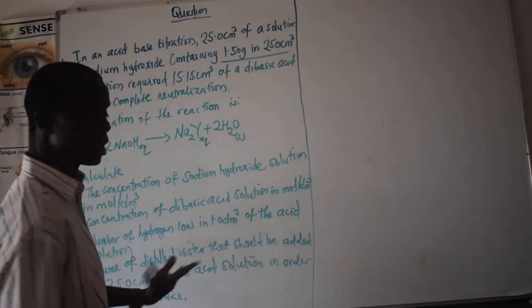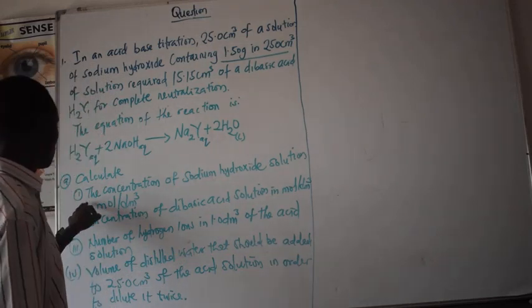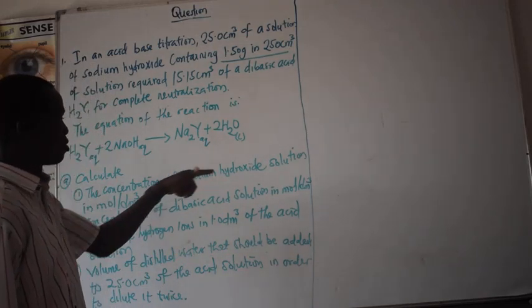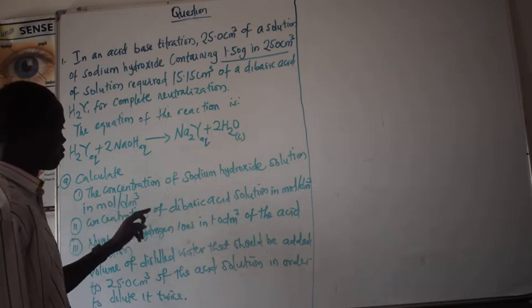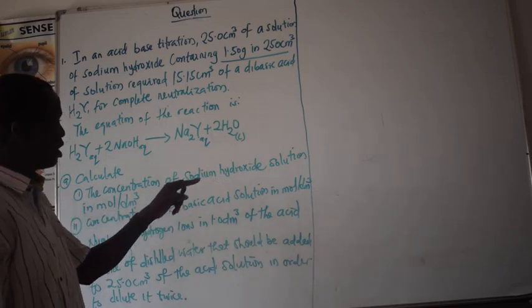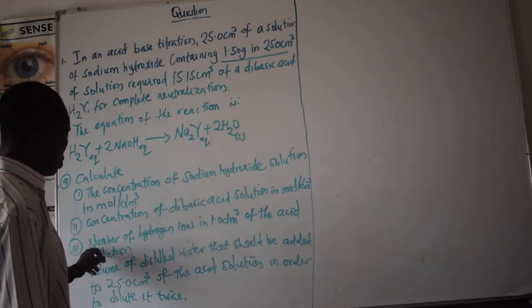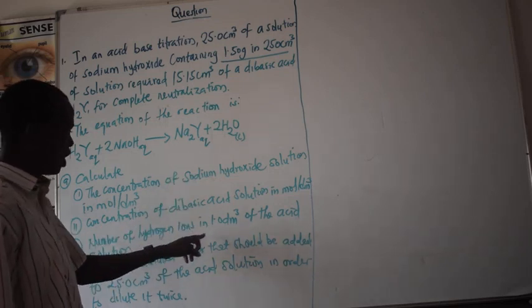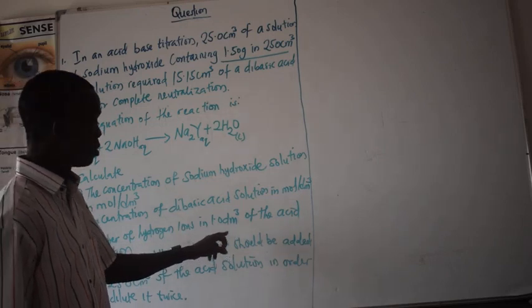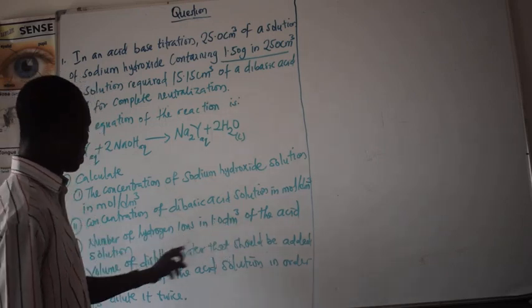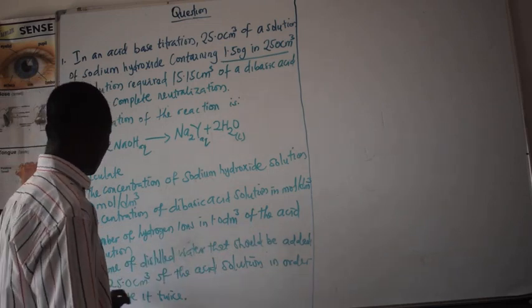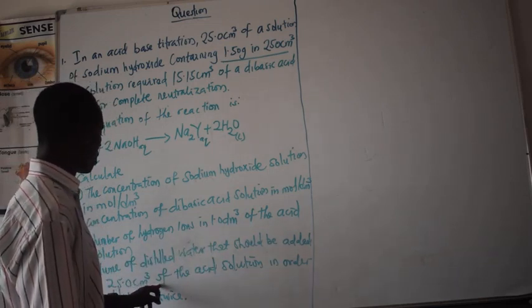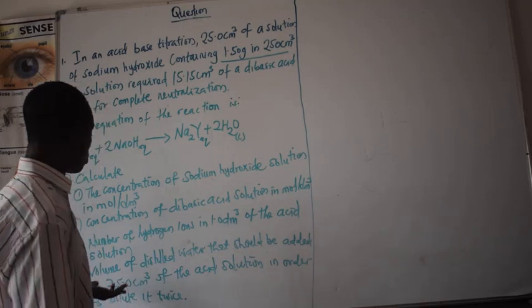The question also says that we should calculate: one, the concentration of sodium hydroxide solution in mole per dm³; two, the concentration of the dibasic acid solution in mole per dm³; also, the number of hydrogen ions in 1.0 dm³ of the acid solution; and the volume of distilled water that should be added to 25.0 cm³ of the acid solution in order to dilute it twice.